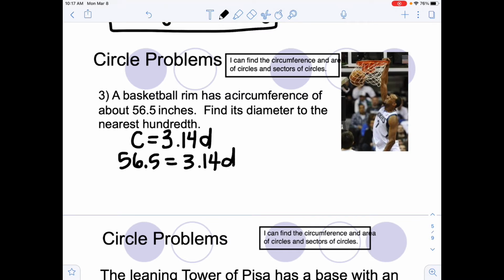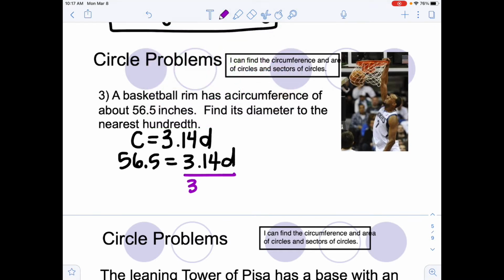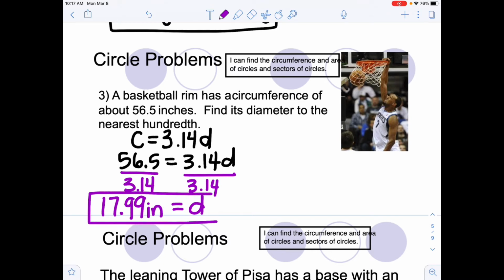I'm going to solve for diameter. So to do that, I'm going to get rid of 3.14 on both sides. So I'm dividing both sides by 3.14. This gets me d by itself, and then 56.5 divided by 3.14, I get 17.99363, and it says to the nearest hundredth. So that would be 17 and 99 hundredths, and it's measured in inches. So the diameter, 17.99 inches.